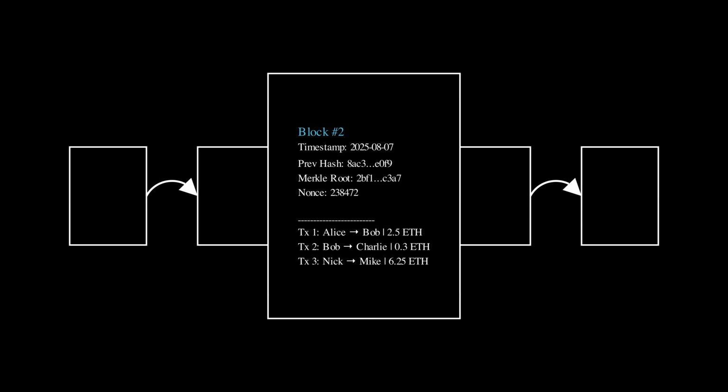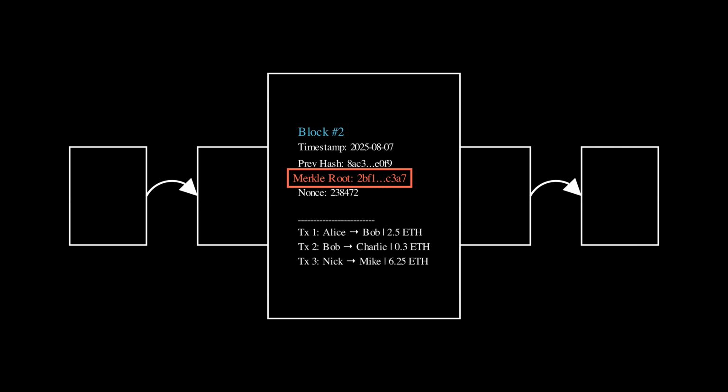The second compartment is the header, which doesn't store transactions directly, but instead stores metadata, extra information that helps the network quickly verify the block. And one of the most important pieces inside this header is something called the Merkle root. So what exactly is a Merkle root?